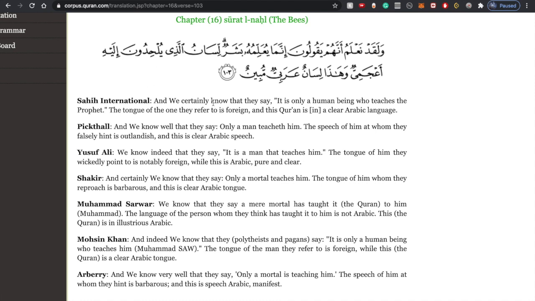And we certainly know that they say it is only a human being who teaches him. The tongue of the one they refer to is foreign, right? Ajamiyu, foreign. And this Quran is in a clear Arabic. So the Quran even directly refutes this idea that he was getting it from an Arab, and then it also mentions the quotation of the Arabs that he got it from a foreigner, right? They wouldn't be saying this if they knew these stories already, right? Why would they come up with this accusation?